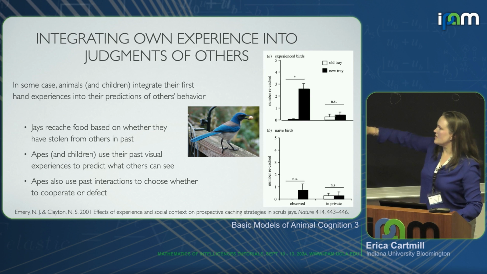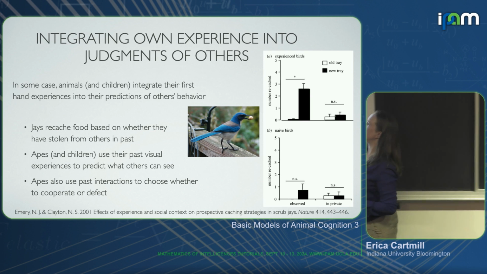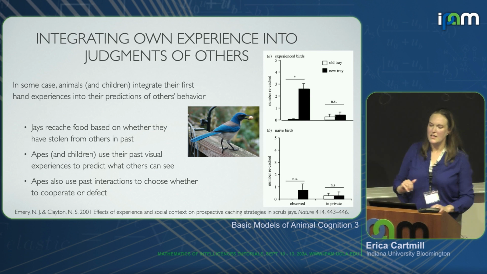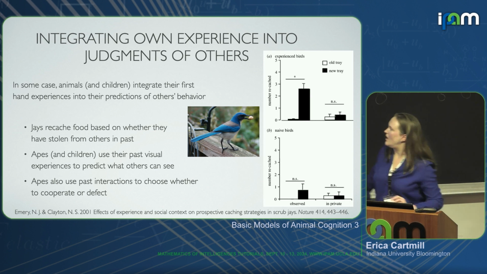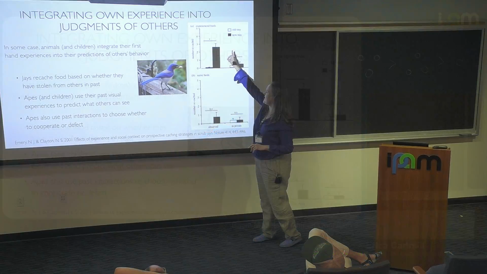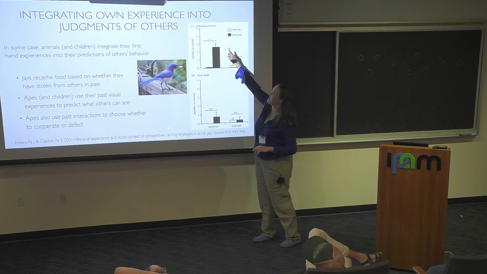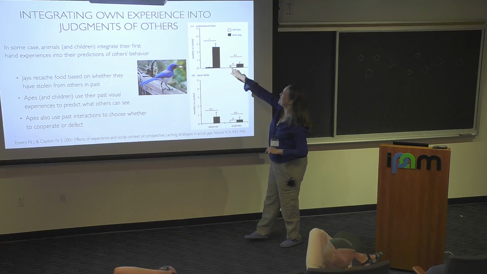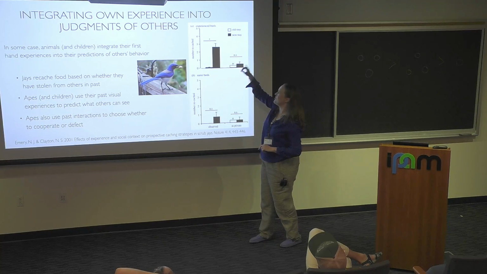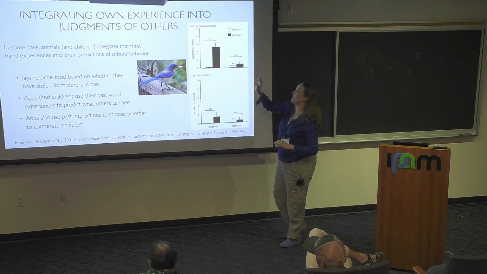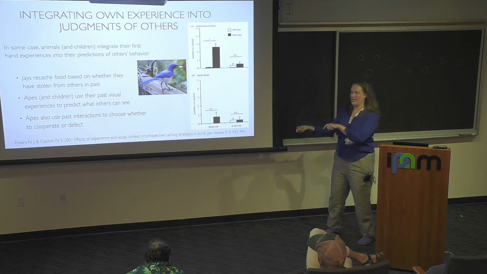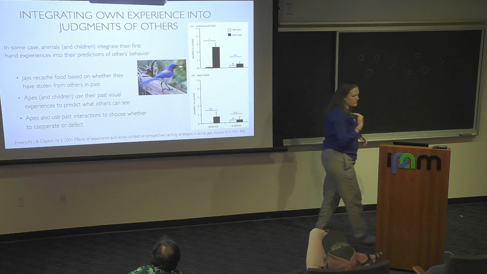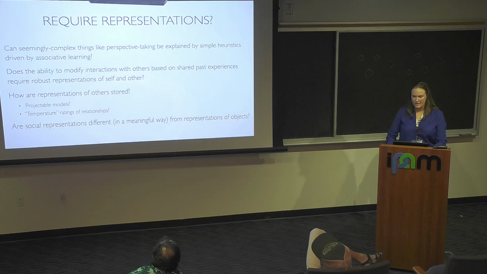I already talked about this, so I won't go through it, just to say that scrub jays that have stolen from others in the past will, and this is showing their recaching, these are experienced birds. Experience just means, are you a thief? You're more likely to re-hide food when someone has watched you hiding it, if you have stolen from someone else in the past.